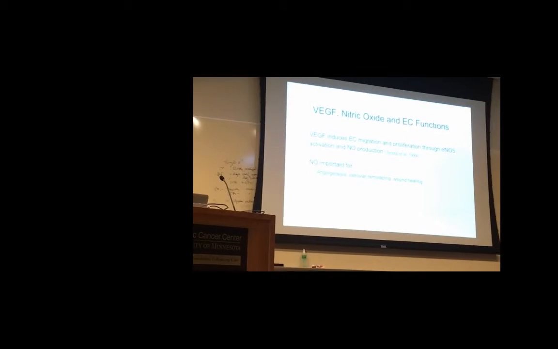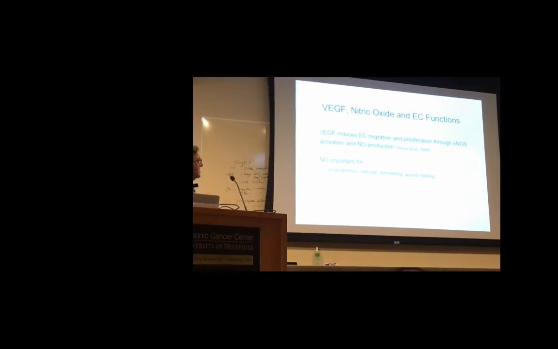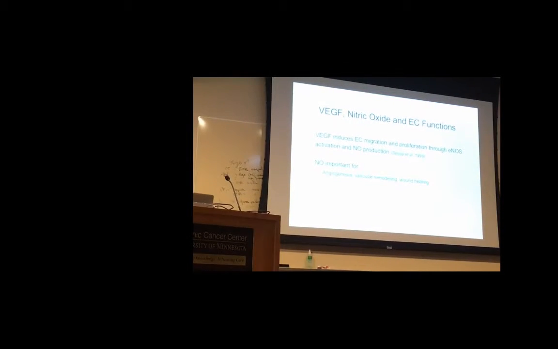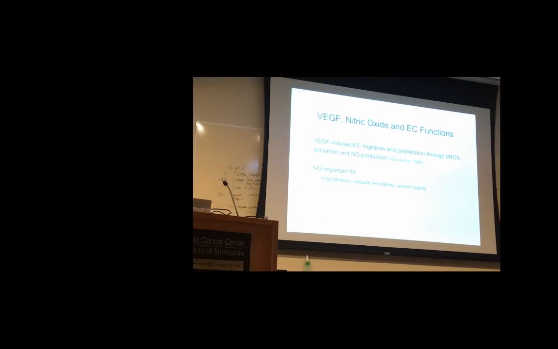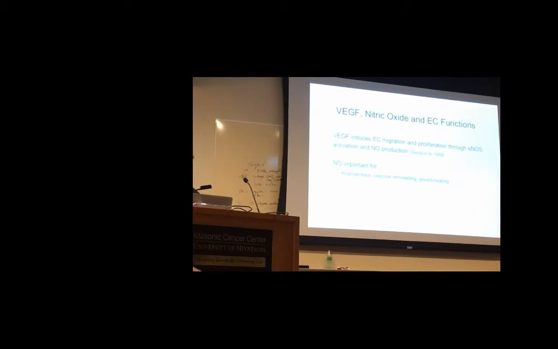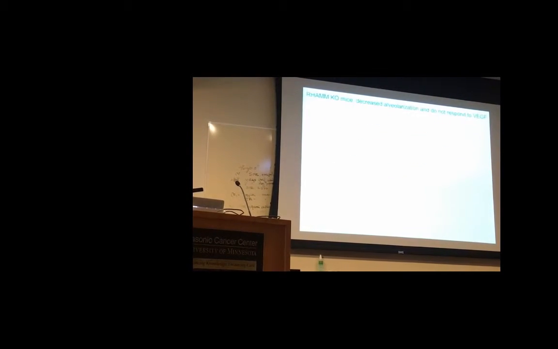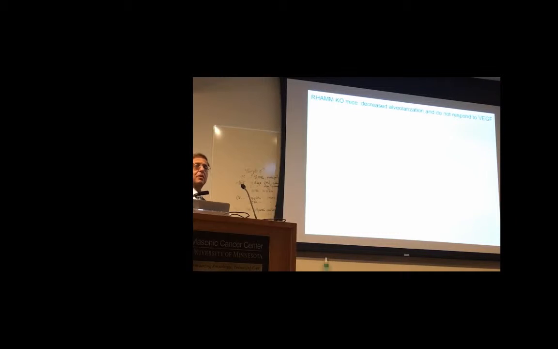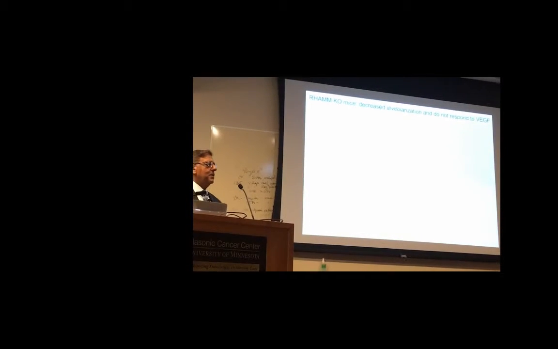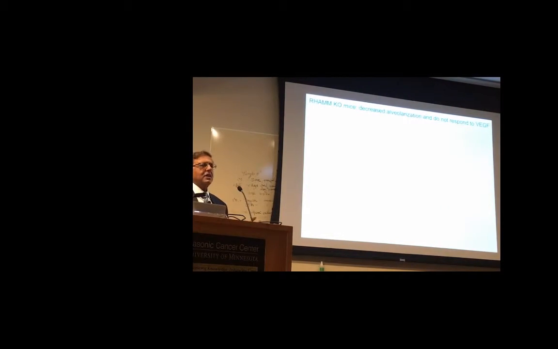We know, as I've told you, that VEGF is important in angiogenesis, and the way that it promotes angiogenesis and endothelial cell migration is through the activation of endothelial nitric oxide synthase, or eNOS, and NO production. And so NO is important for angiogenesis, vascular remodeling, and wound healing. And so we looked at RHAMM knockout mice. One aspect that is controlled by angiogenesis, that I've told you, is alveolarization. And we looked at postnatal day 15 animals to look at their alveolar development.